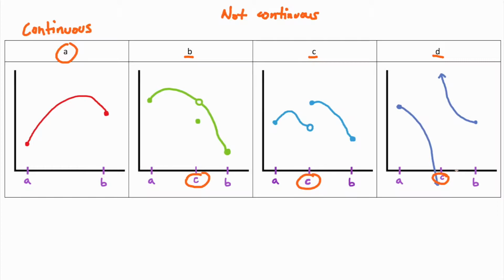All right, so the first thing that I'm going to do is, I already kind of pointed this out, that B, C, and D are not continuous at point C right here. Okay, it's not continuous because there's a hole, and then there's this little island here. Here there's a jump. Here it's an asymptote that's happening at C.